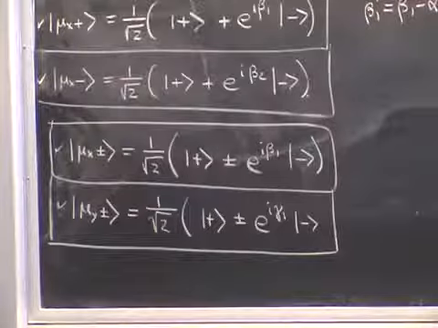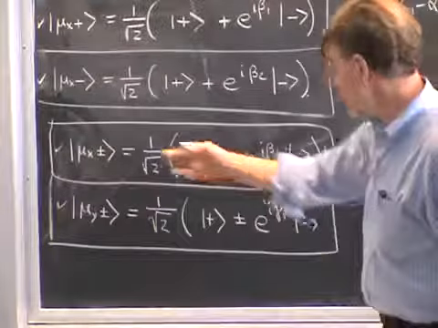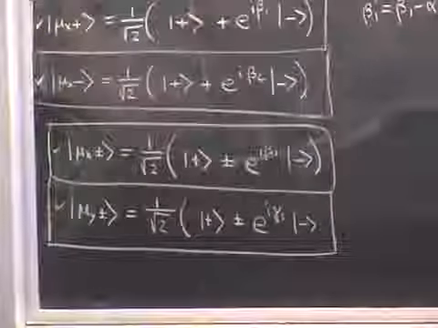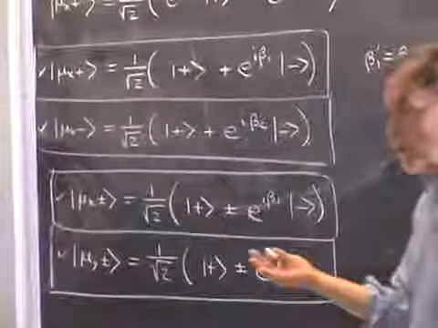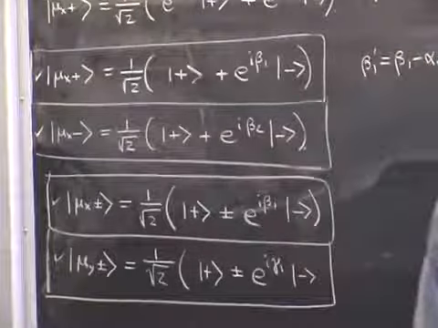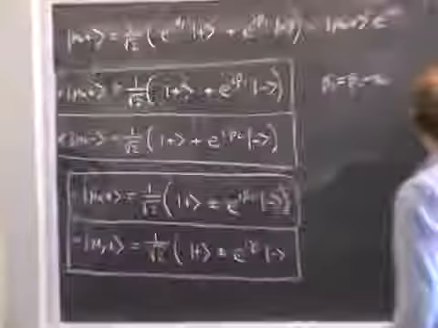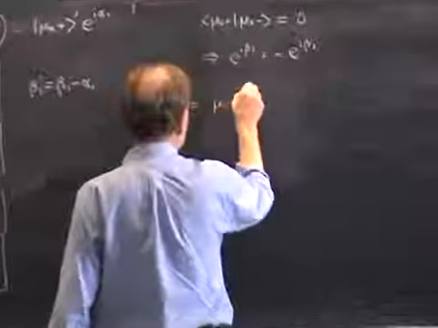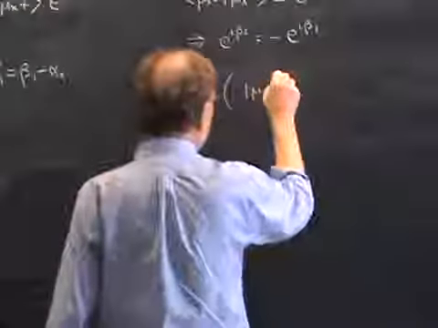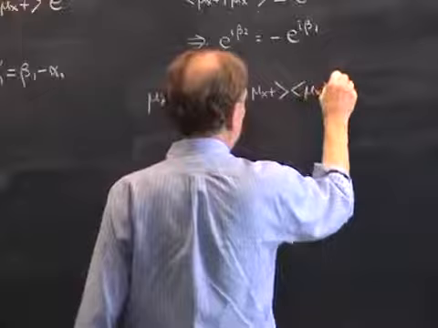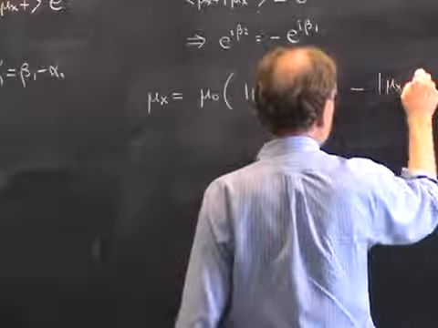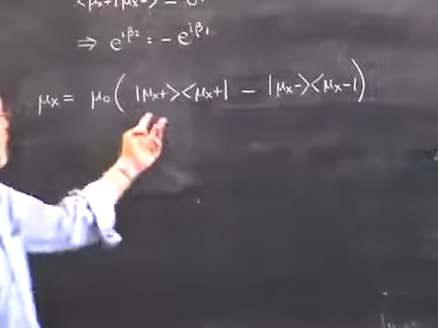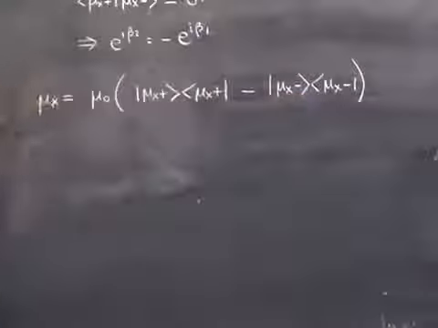Well, before I do those, let me just say that at this point it's convenient to actually talk about the operators. Remember, an operator can be represented by a sum over the projectors onto the eigenspaces weighted by the eigenvalues. So, in particular, the operator mu x itself, there's two eigenvalues plus and minus mu 0. So it looks like this. It's equal to mu 0 times the outer product of mu x plus with itself minus the outer product of mu x minus with itself, like this, because plus mu 0 is that eigenvalue, minus mu 0 is that eigenvalue.